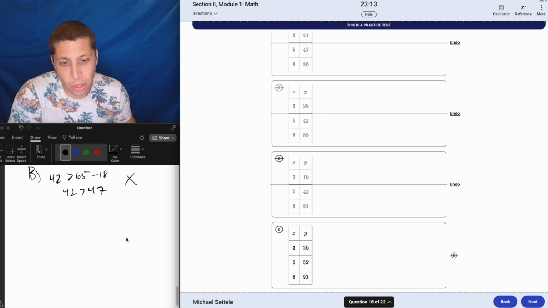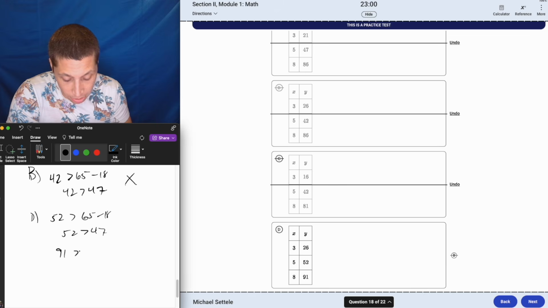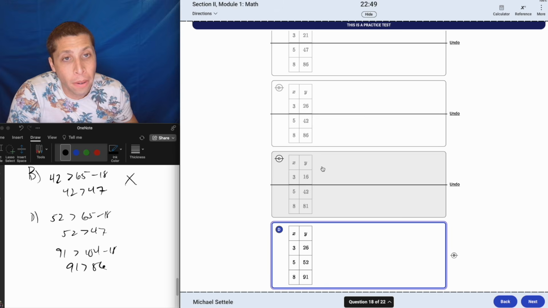Let's just double check. So this would be D now. So 52 is greater than 65 minus 18. So 52 is greater than 47. 91 is greater than, what was it, 13 times 8? 104 minus 18. 86. Cool. Next.